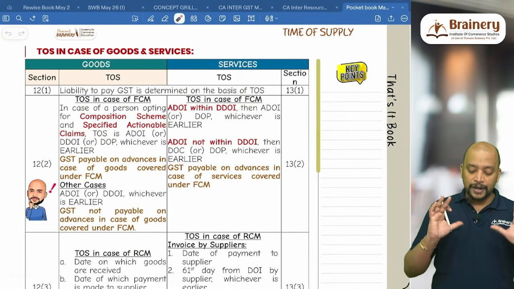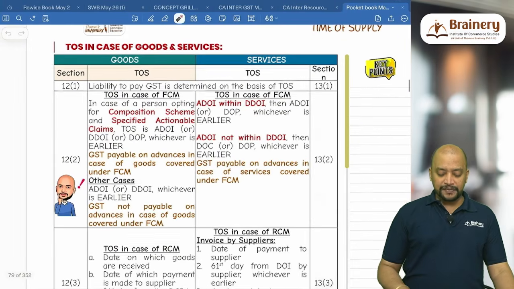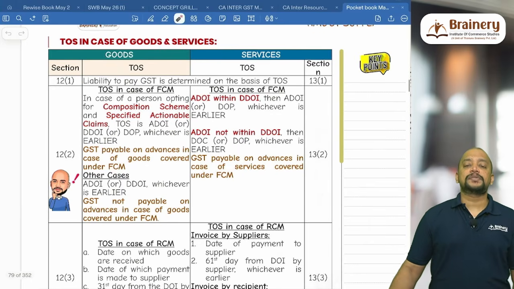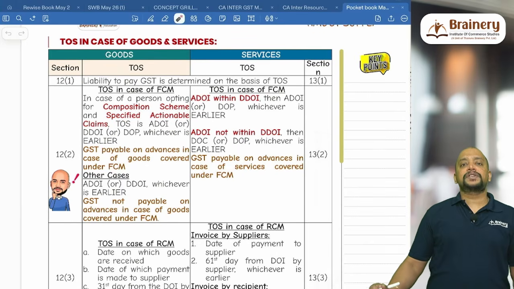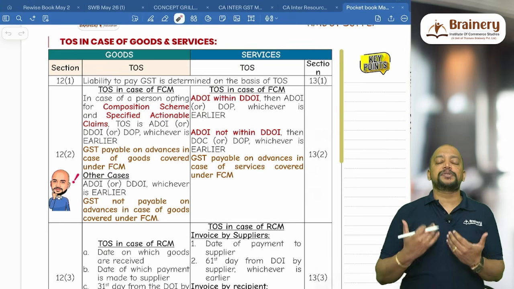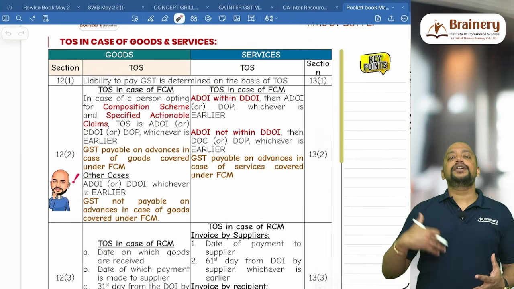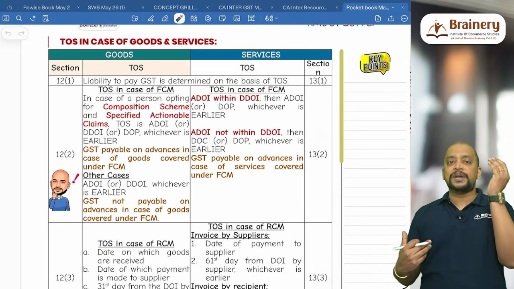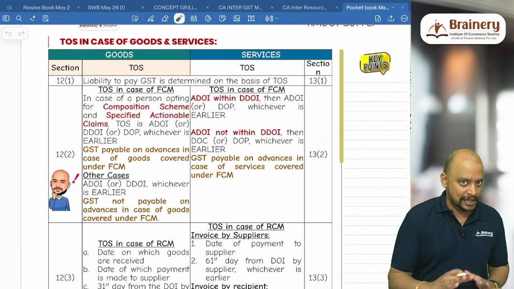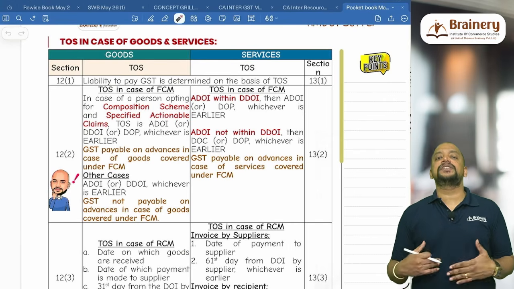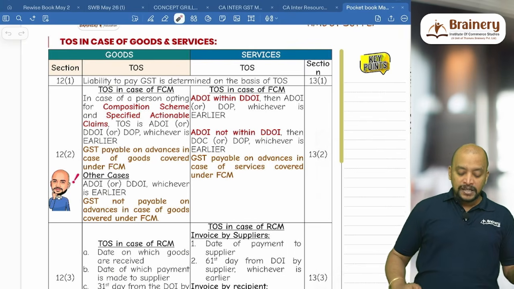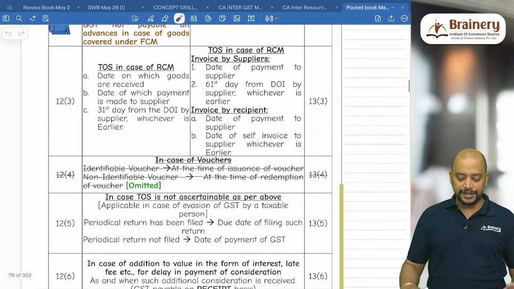Now, time of supply in case of goods and services. Section 12 deals with time of supply in case of goods, Section 13 deals with time of supply in case of services. Section 12 subsection 1 and 13 subsection 1 talk about the purpose of time of supply, which is to determine the due date of payment of GST. The liability to pay GST depends upon the time of supply for the transaction. Subsection 2 deals with time of supply in case of FCM. Subsection 3 deals with time of supply in case of RCM. Subsection 4 is now omitted, it is not there.